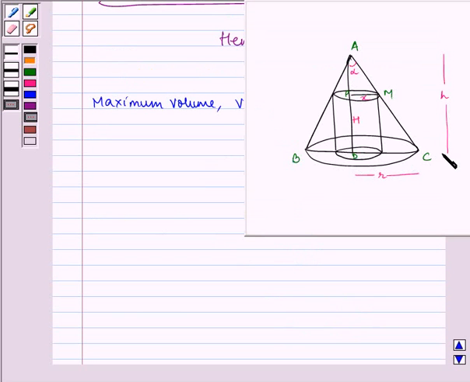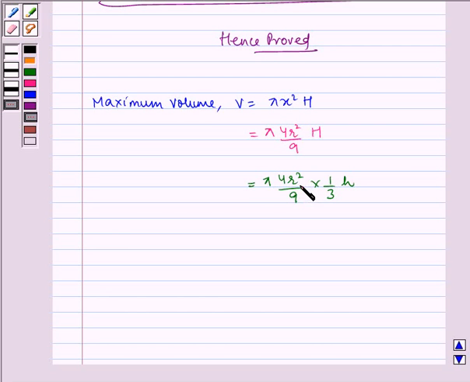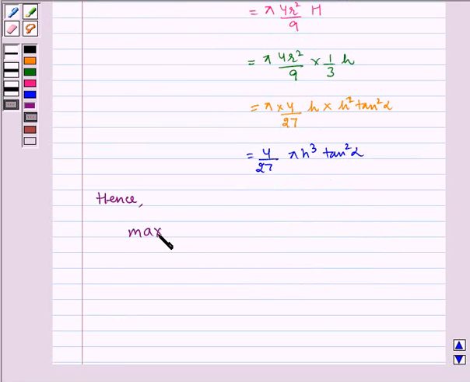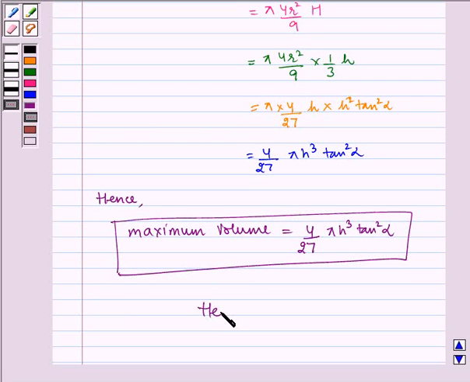Now in triangle ADC, alpha is the semi-vertical angle. So r is equal to h tan alpha. Therefore, substituting the value of r as h tan alpha, we get pi multiplied by 4 by 27 h multiplied by h square tan square alpha. It is equal to 4 by 27 pi h cube tan square alpha. So the maximum volume is equal to 4 by 27 pi h cube tan square alpha. Hence proved.